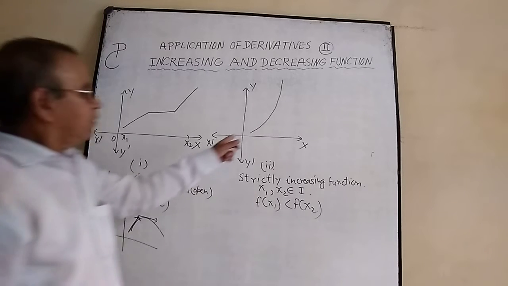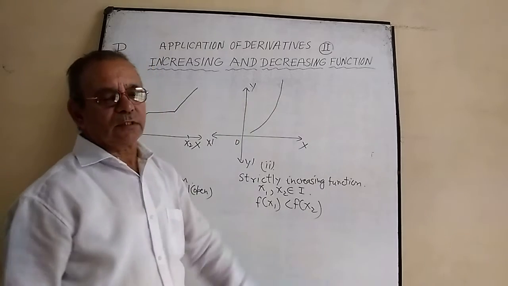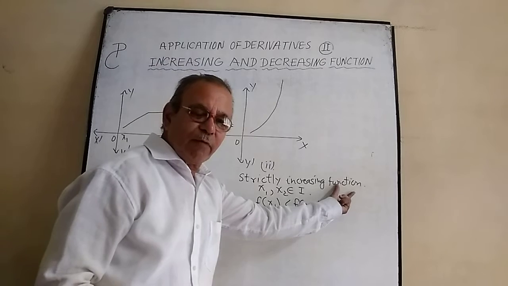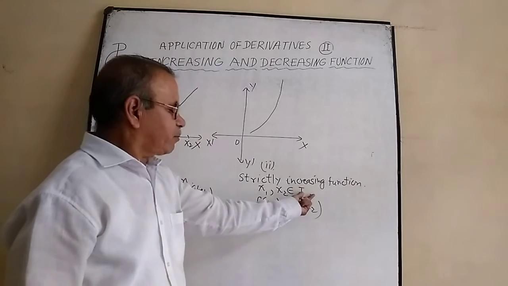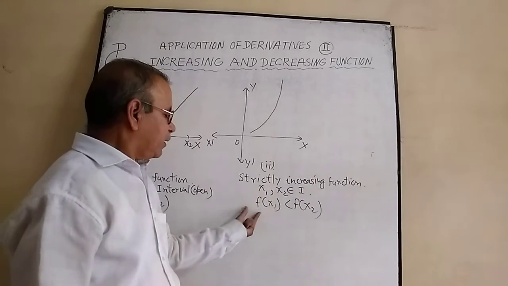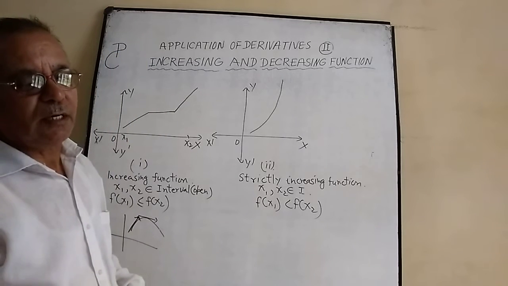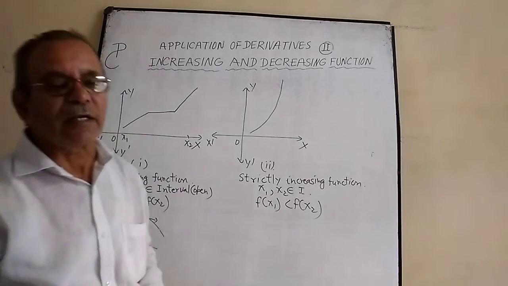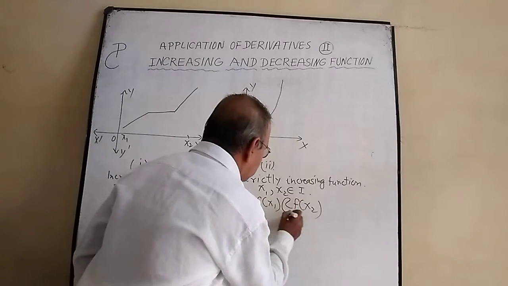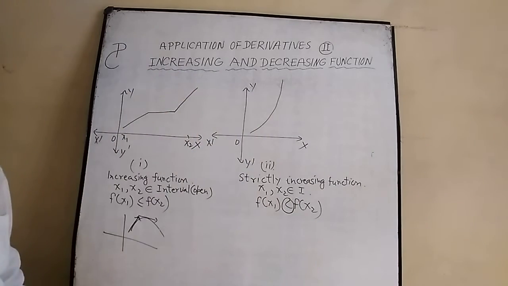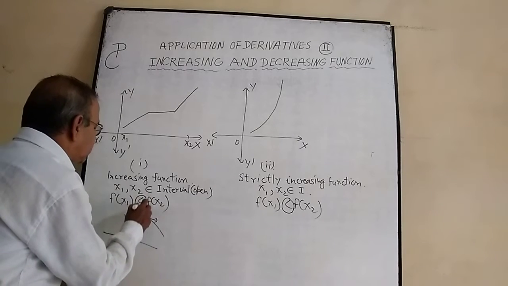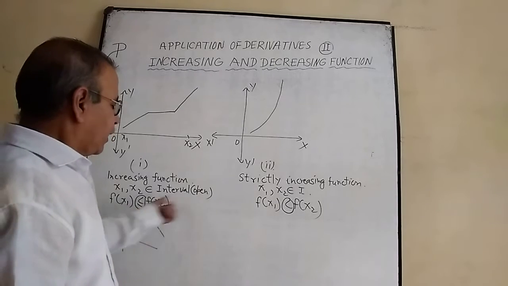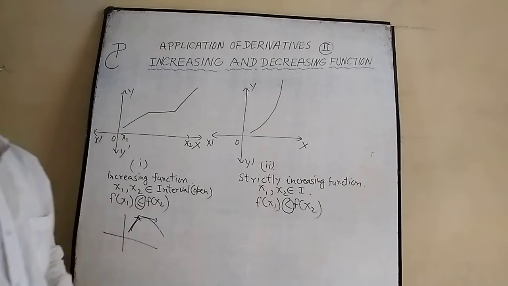In the second curve, it's very difficult to find the tangent. And it is a strictly increasing function, where x1 and x2 belong to this open interval, and the sign is f(x1) is less than f(x2), meaning the function values are never equal. This is the most important sign for strictly increasing and increasing functions. This one is less than or equal to, and this one is only less than.